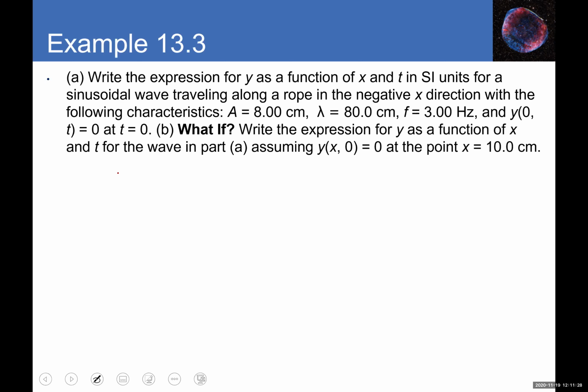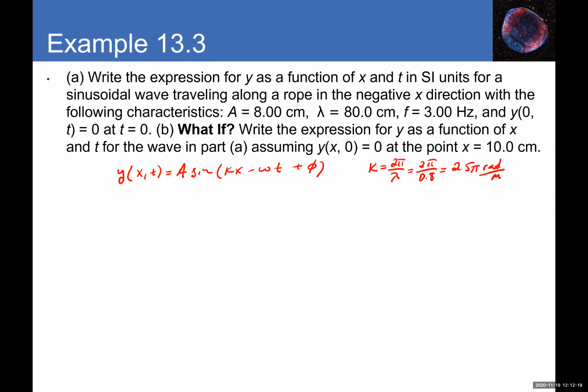Remember, our goal here is y(x, t) equals A sine of kx minus omega t plus phi. Right now, we need to find the amplitude, which is given, the wavelength, which is given, and the frequency, which we can use. Wavelength will be used to find the wave number. So it's 2 pi over the wavelength, 2 pi over 0.8, which gives the wave number of 2.5 pi radians per meter. Same way we can use frequency to find the angular frequency, which is 2 pi times 3 hertz, which is just 6 pi radians per second.